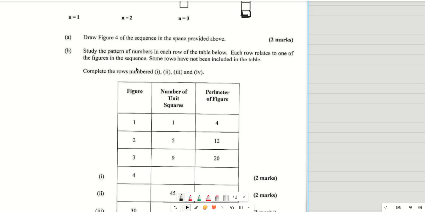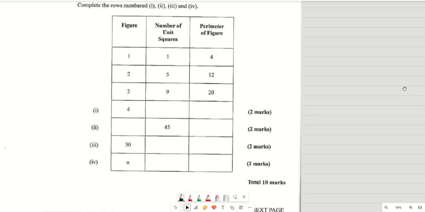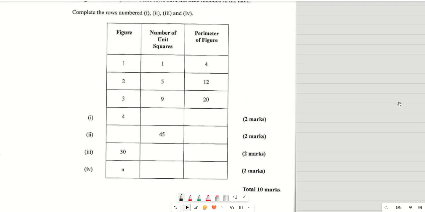Then we're going to have a table. Study the pattern of the numbers in each row of the table below. Each row relates to one of the figures in the sequence. Some rows have not been included. Complete 1, 2, 3, and 4. Again, you see that they're in order, so you could just look at the difference between 1 and 5. That's 4. 5 and 9 is 4. So your fourth figure would be 9 plus 4, which equals 13.